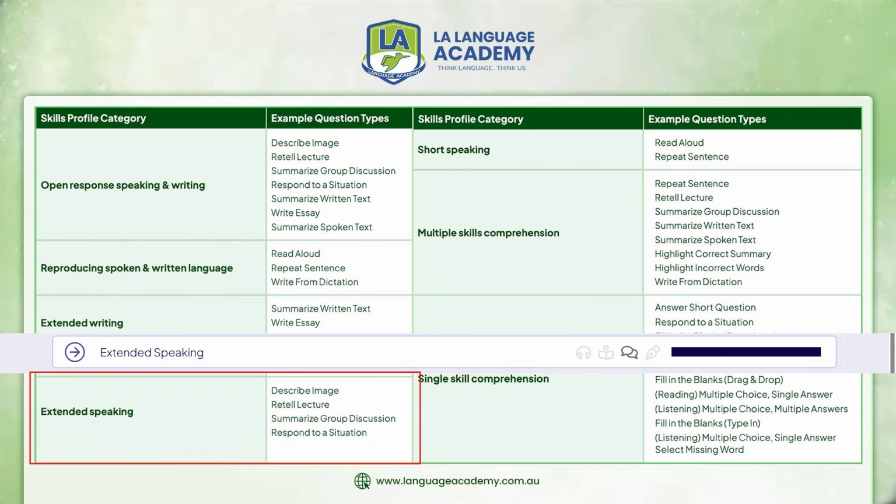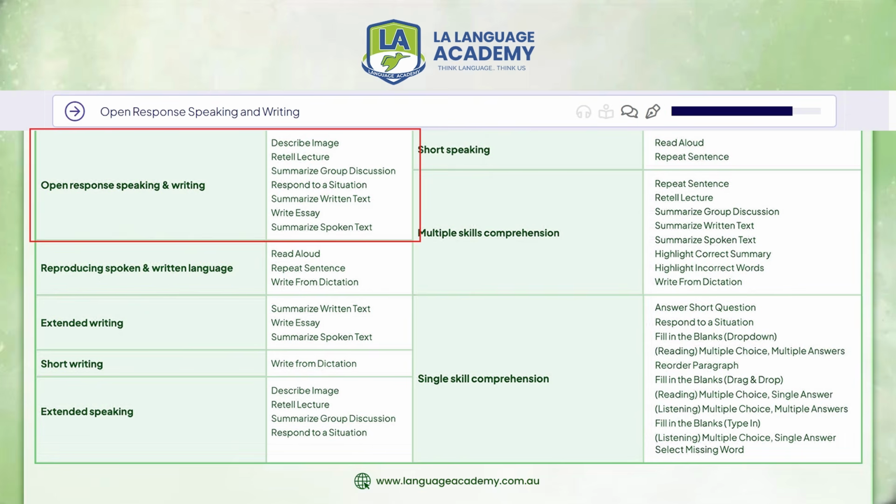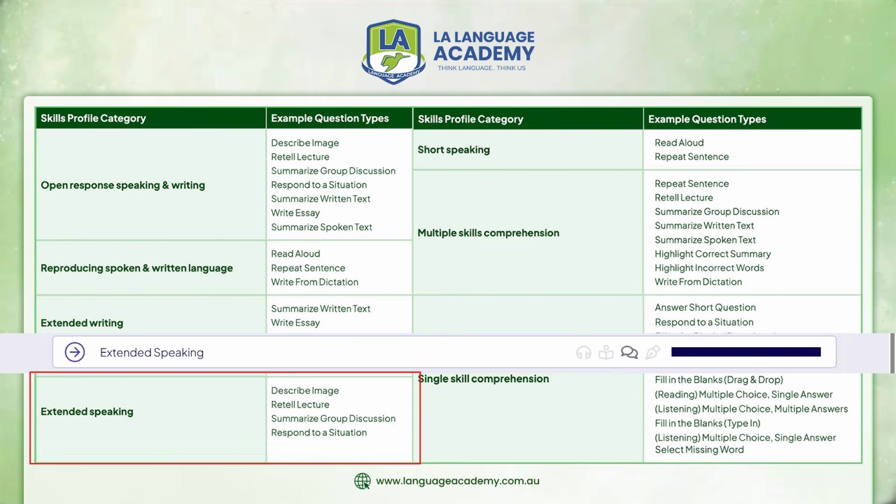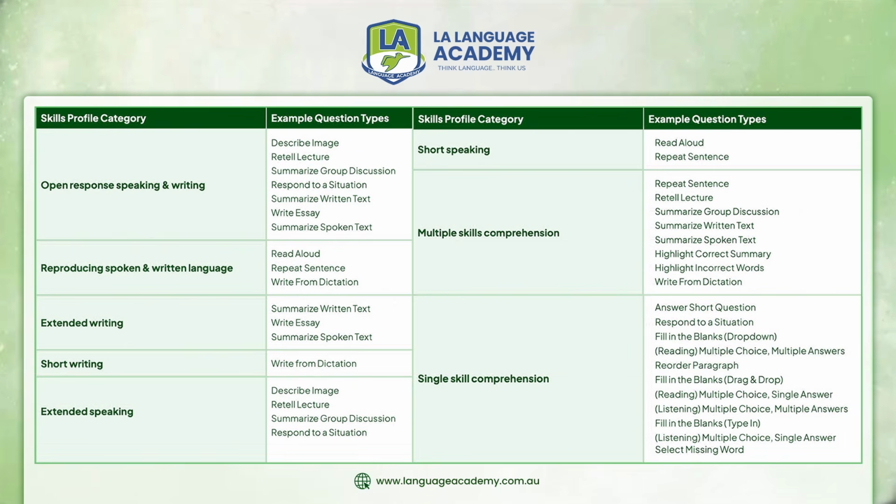I'll give you one more suggestion, right? Now let's say your extended speaking is full, meaning you've done well in describe image, read a lecture, summarize group discussion, and respond to situation, but your open response speaking and writing is low. That means you have gone wrong in summarize written text, essay, and summarize spoken text. Because your extended speaking is high, that means you have done perfectly fine in describe image, read a lecture, summarize group discussion, and respond to situation. Therefore, you need to work on the remaining question types.